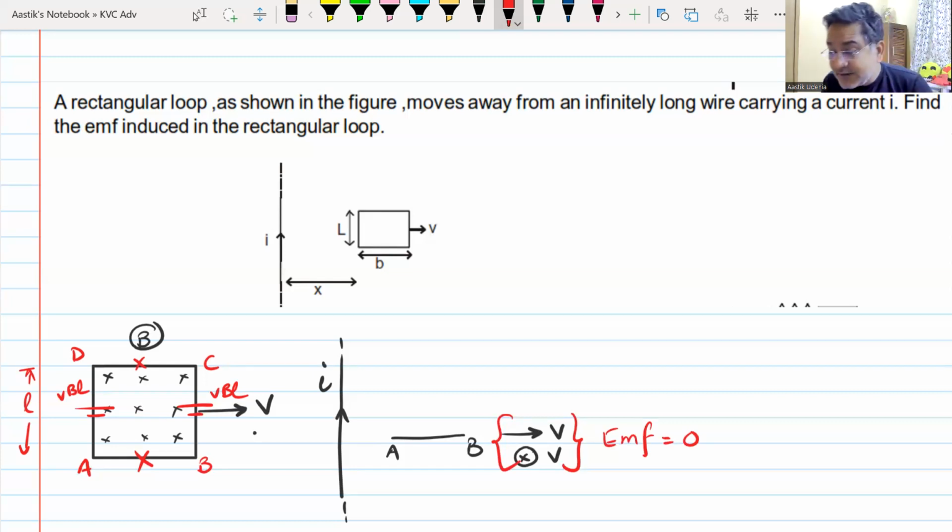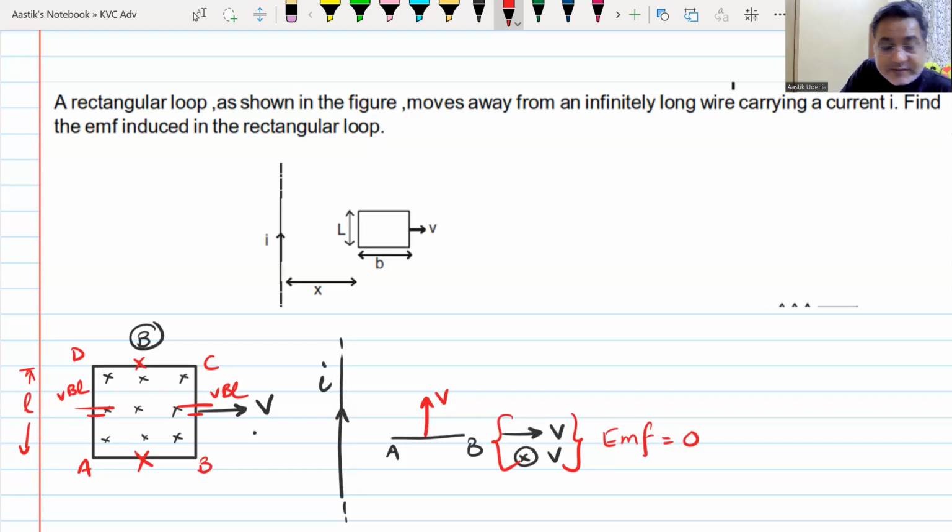Yes, sir. In only one case would EMF be induced, and that case would be when V is like this, or it is at an angle like this. Yes or no? Yes, sir. Now, in this case, the problem would be that this wire will be placed in a non-uniform field, so you could not put in the formula. We have to do it by the method of integration.